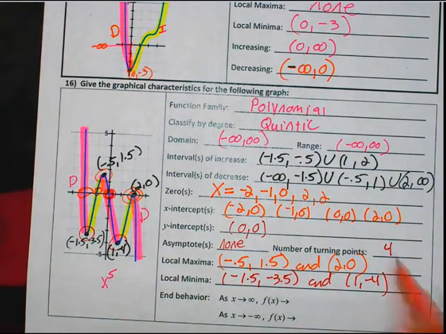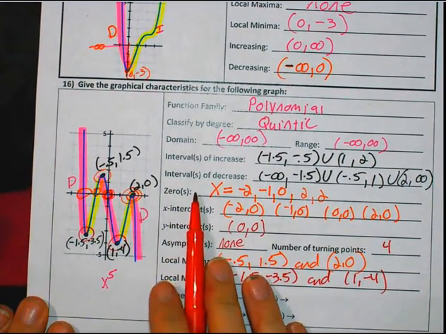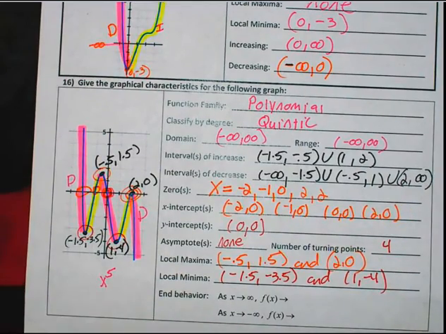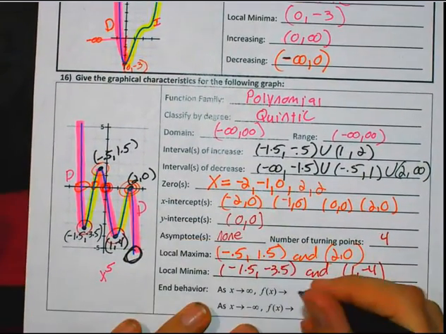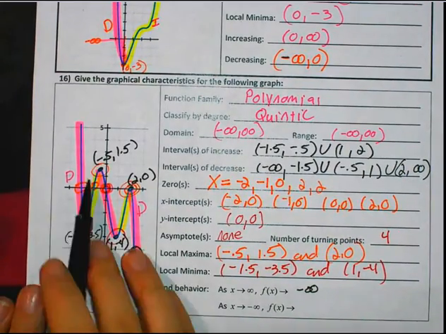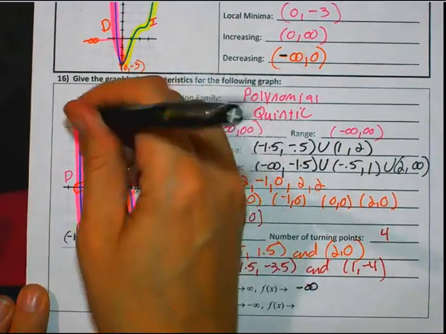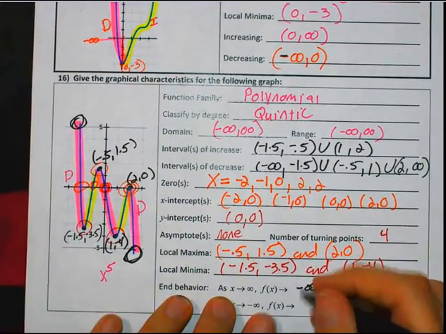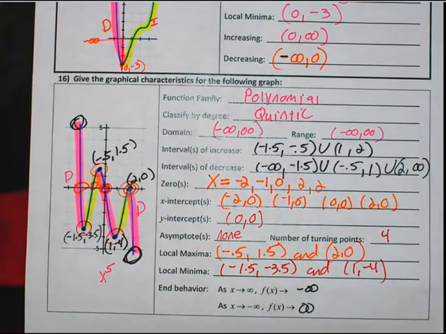And then end behavior, as x goes to positive infinity, what's happening down here? It's going to negative infinity. And then as x goes to negative infinity, f of x goes to positive infinity. That's it for the first video.